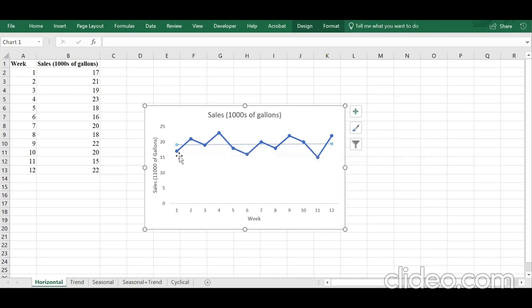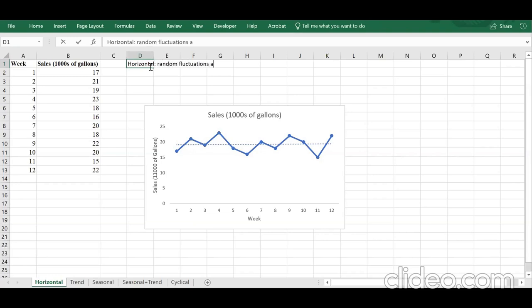So the data points are actually fluctuating around a constant mean, which is very close to 20 here. So when we have random fluctuations around a constant mean, around a flat line, that's when we call the pattern horizontal. So we just need to make sure that there is no trend. And so that's the first thing.